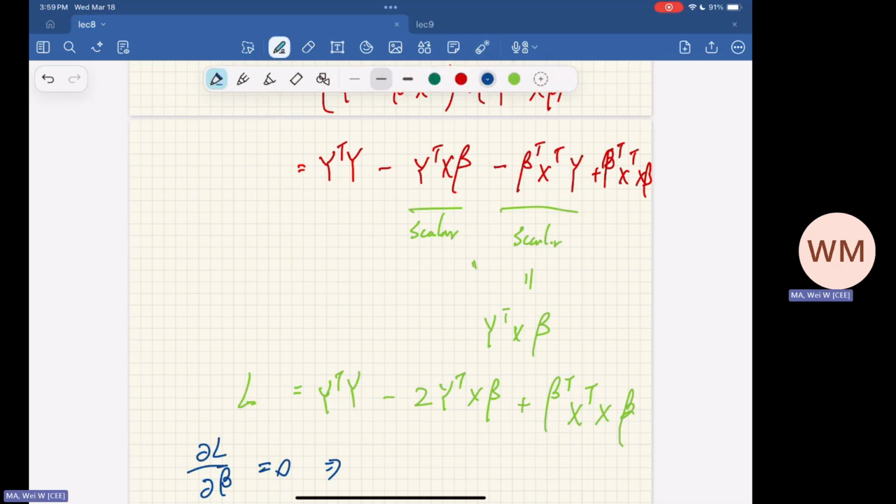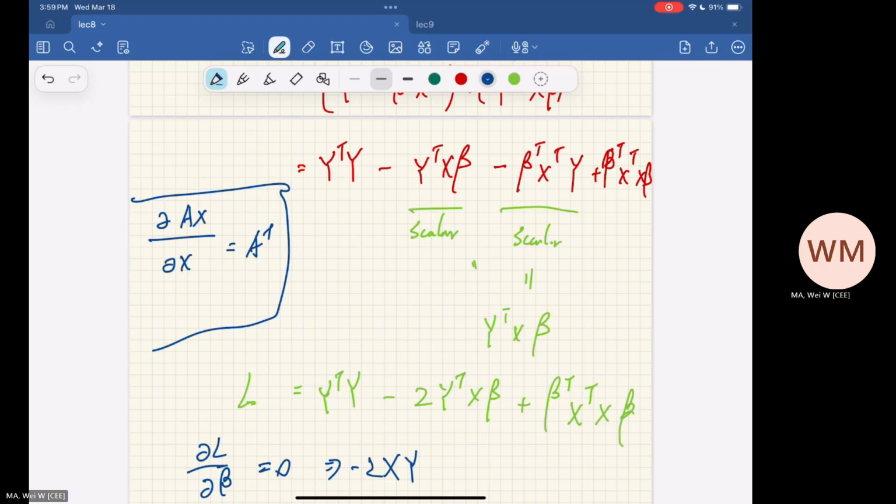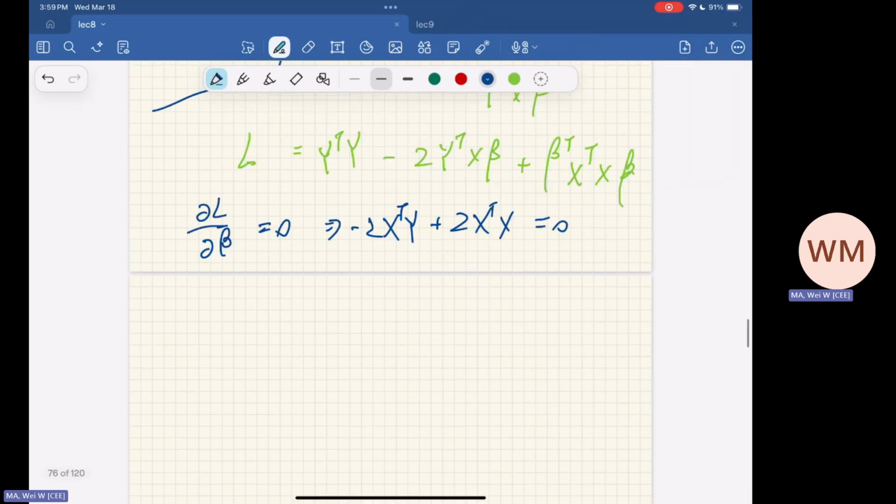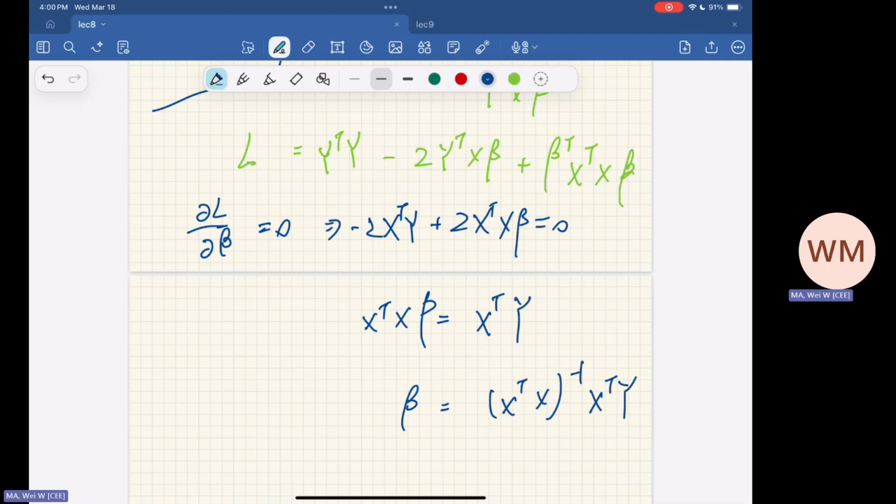Have you learned matrix calculus? The derivative of A x with respect to x gives you A transpose. So here you can see this gives you negative 2 x transpose y. Plus this one, maybe later you can search, gives you 2 x transpose x beta. This equals 0. So we have x transpose x beta equals x transpose y. Then what you have is beta equals x transpose x inverse times x transpose y. So this is your solution for beta.